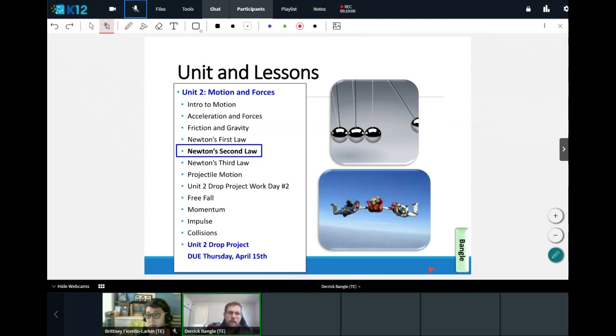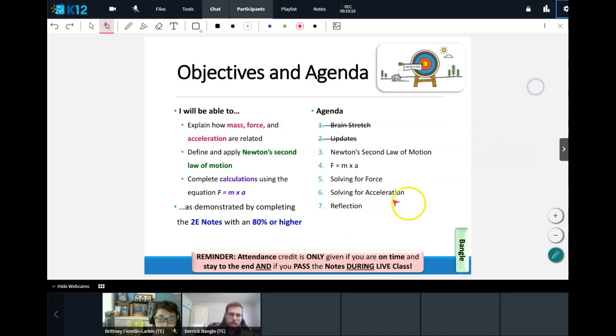All right, so for our unit today, we are going to be looking at Newton's second law following the first law from last lesson. We're nearly halfway through the unit, so we're just moving right along. Specifically today, we are going to be explaining how mass, force, and acceleration are related. We're going to define and apply Newton's second law of motion. We're going to learn what that is in a little bit. And then we're going to complete calculations using the equation F equals ma, which, as we'll learn, means force equals mass times acceleration. And hopefully by the end of all this, our notes quiz should be an 80% or higher so that we can demonstrate that we have learned and mastered these concepts.